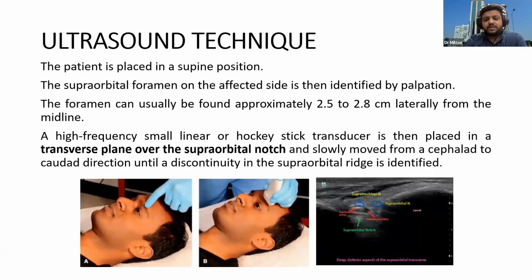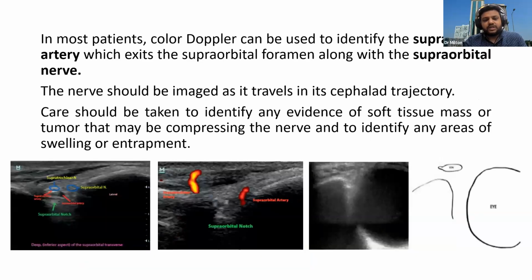And the ultrasonography technique was already shown by sir. The patient is in the supine position, approximately 2.8 centimeters lateral from the midline. Place your probe very gently over the frontal bone, then come down to the supraorbital notch, and you find a bridge. This bridge contains two important things: number one is the artery, and the other is the nerve.